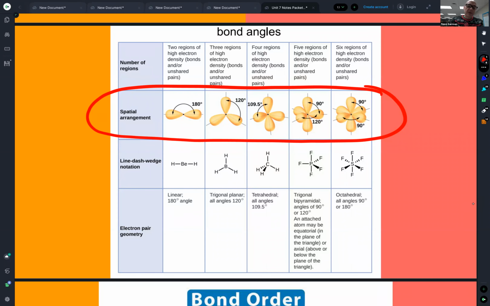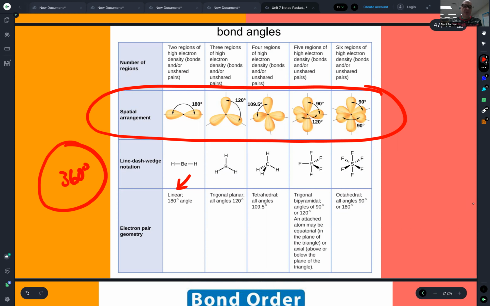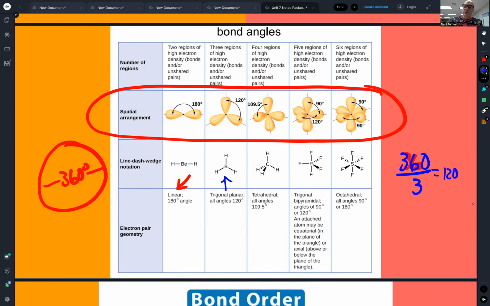You need to know that linears have an angle of 180. Now, how do we come up with that? Well, we should know at this point from our mathematics world that a circle has 360 degrees. If we were to cut that in half, that's where we get the 180. If we were to take 360 and we were to divide that by 3, which is the case for the trigonal planar, that's where we get the 120. Now, here's where it gets weird, though. If you take that same 360 and you divide it by 4, you should get 90. However, it's a little bit off.